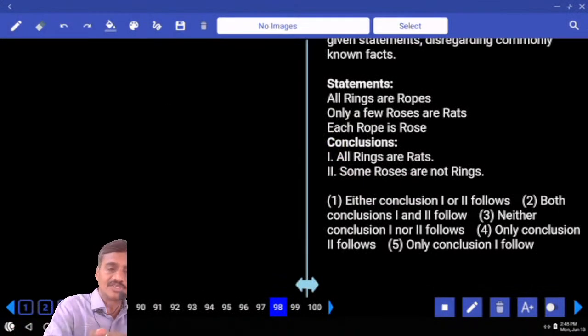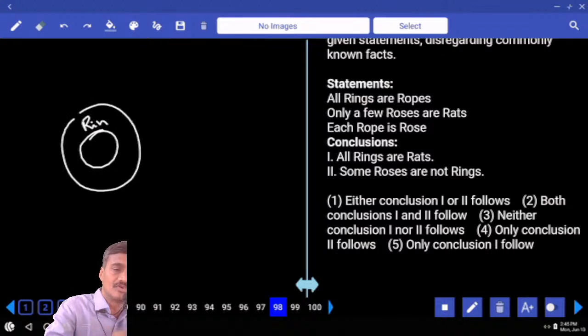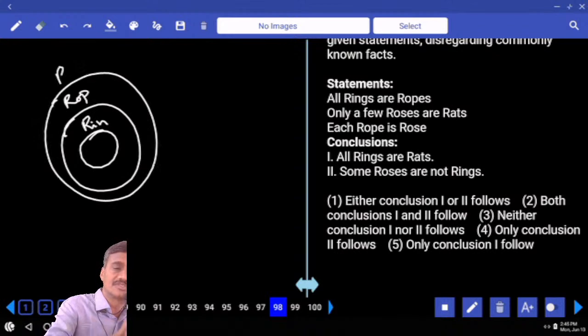And all these rings are ropes. Now these are the rings and that are ropes. All rings are ropes and only a few roses are red. Each rope is a rose means all ropes are roses. All ropes are what? Roses.